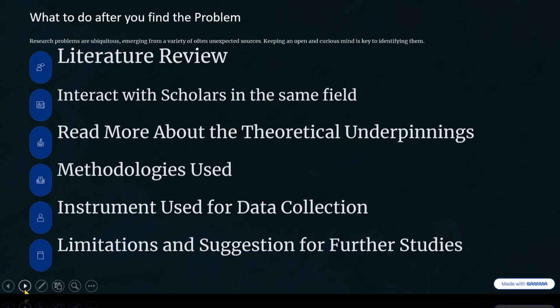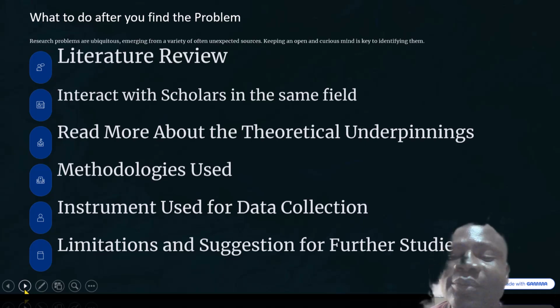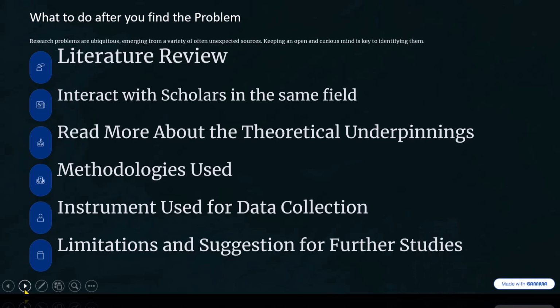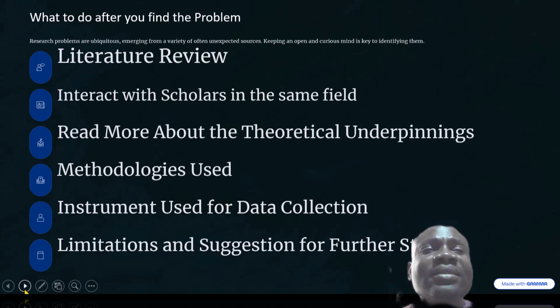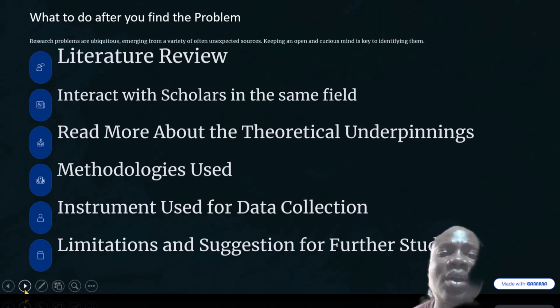The next thing is instrument used for data collection. Look at the work. What are the instruments used for data collection? And this is the part that many people don't give attention to, which is the section of the article or thesis in a reputable journal. There will be a section on limitations and suggestions for further studies. These sections are very critical and we need to give attention to them because they are also directly going to link us to where we need to carry out our further study.